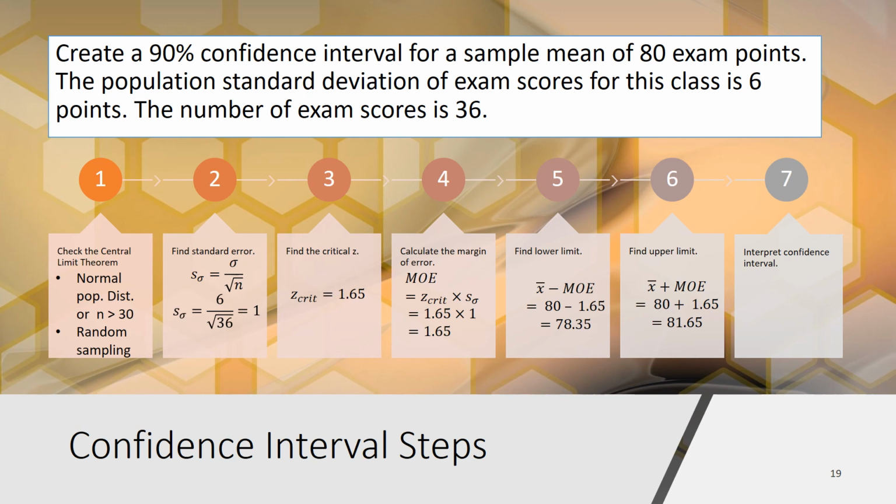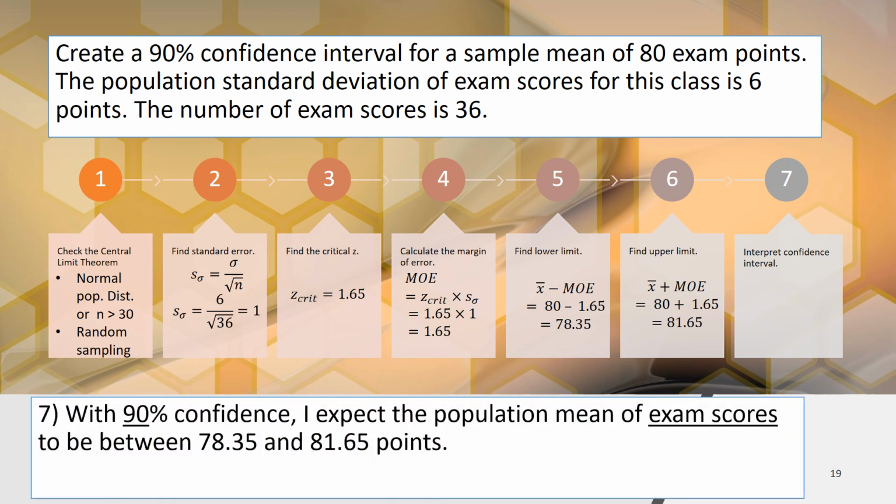Then we want to interpret the confidence interval and write a sentence. So we're going to fill in the blanks. With 90% confidence, I expect the population mean of exam scores to be between 78.35 and 81.65 points. Notice I included the confidence level, because if it was a 95% confidence level, the range would be further apart. We would use 1.96 instead of 1.65 as our critical z, changing the numbers. So you want to make sure you have the confidence level there.